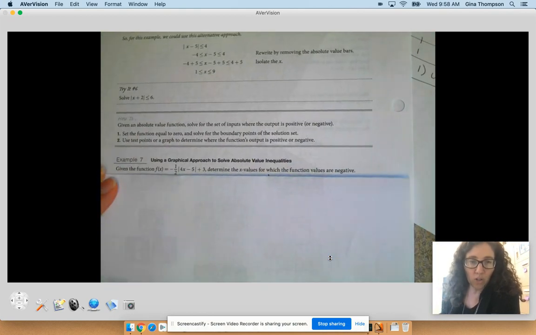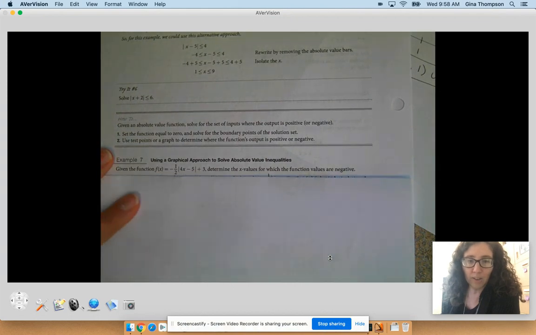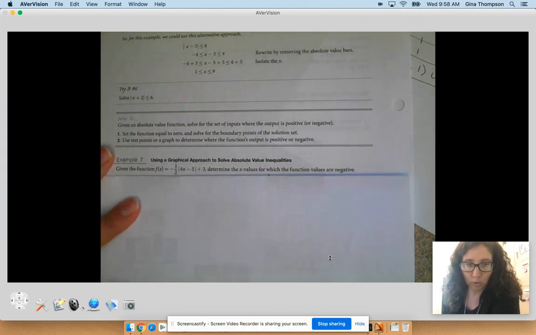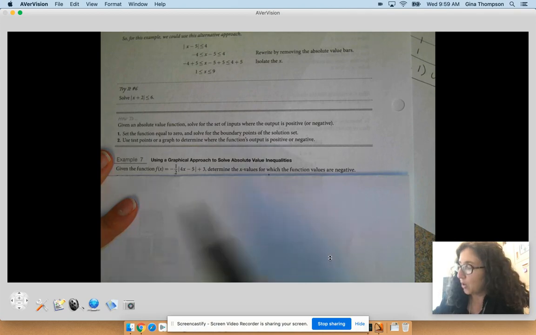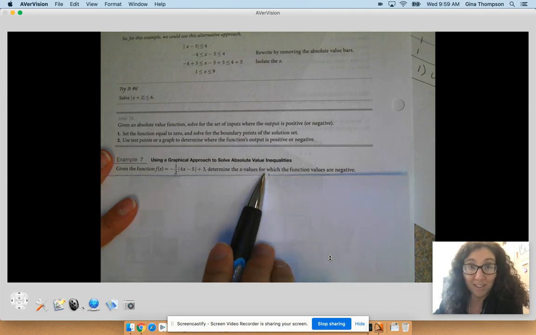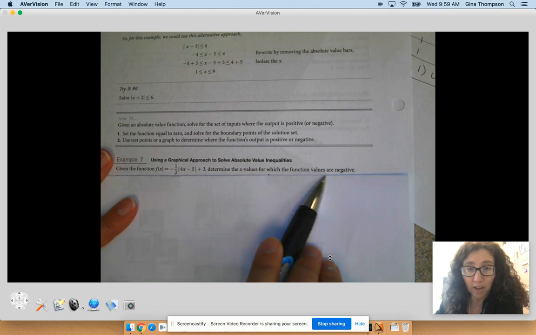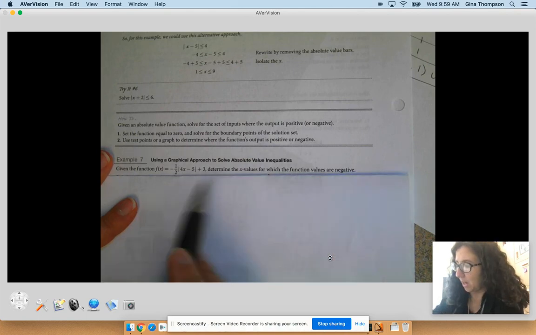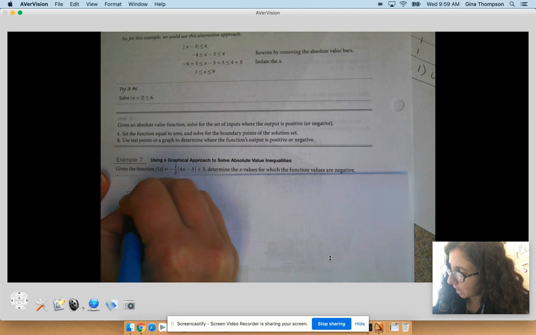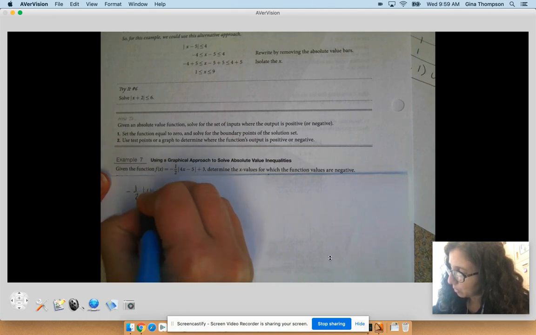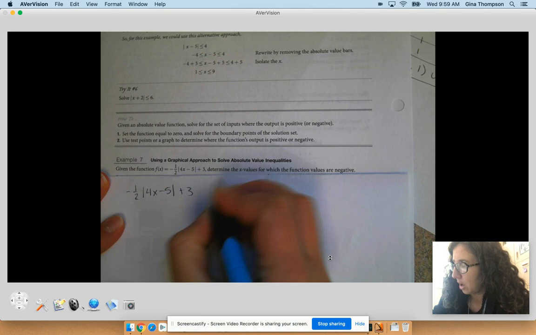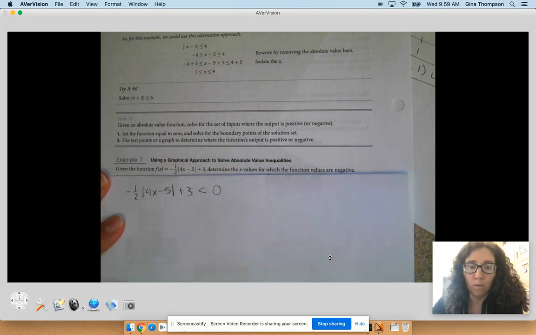All right, so given this function, determine the x values for which the function values are negative. So they're trying to be sneaky in the way that they state this problem, okay? Determine the x values, that just means the interval, for which the function values are negative. So what does that mean? That just means they want us to say negative 1/2 absolute value of 4x minus 5 plus 3. They want to know where this is less than 0, right? And it's going to be just less than because 0 wouldn't be negative. That would just be 0.